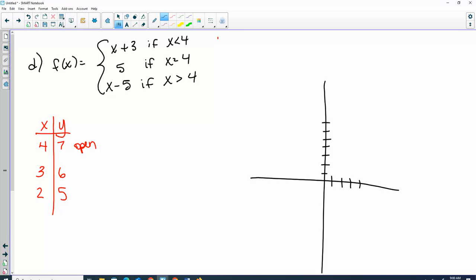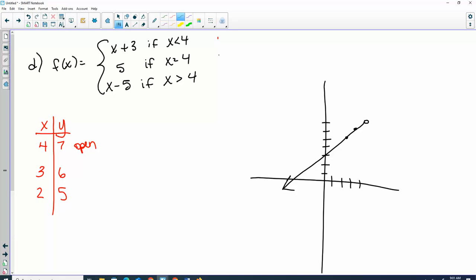So (4, 7) is open. (3, 6). (2, 5). And it continued for less than. If you had 2 endpoints, it was just a segment. It didn't go on forever in either direction.